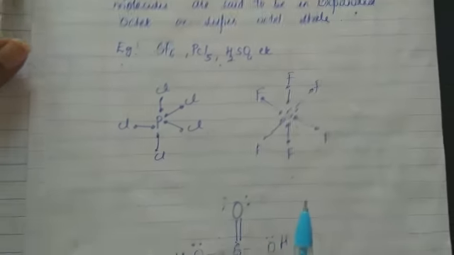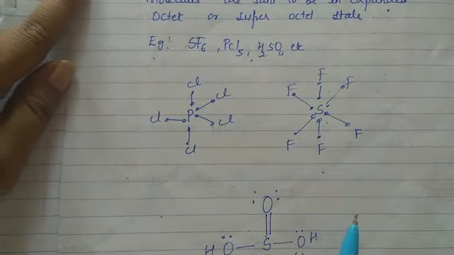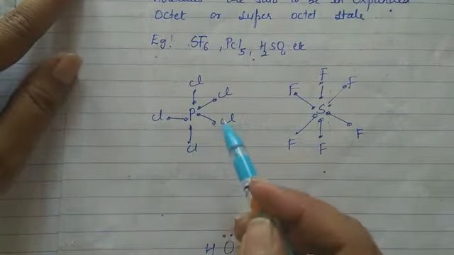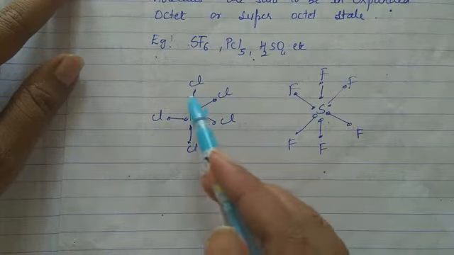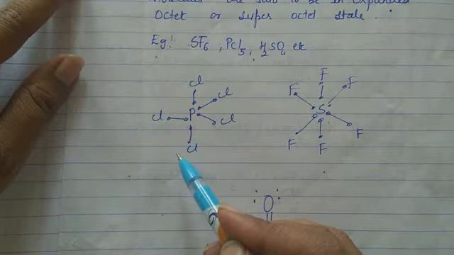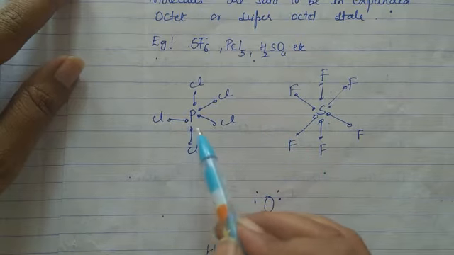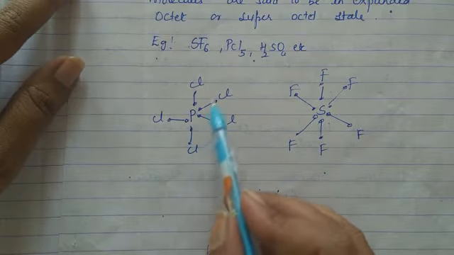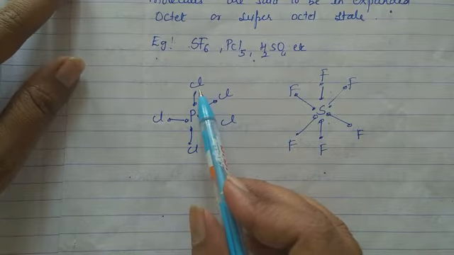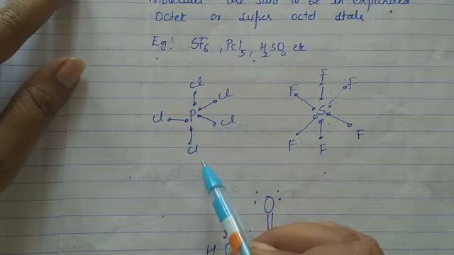So look here, I have phosphorus pentachloride. Now we shall just count the number of electrons in the molecule. How many should it be? Totally 8. But how many are here? 2, 3, 4, 5, 6, 7, 8, 9, 10. Therefore we say PCl5 has an expanded octet.